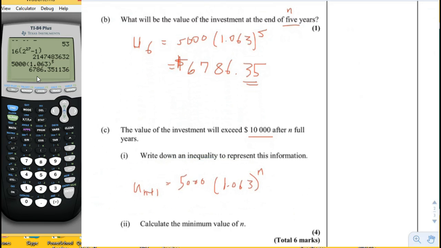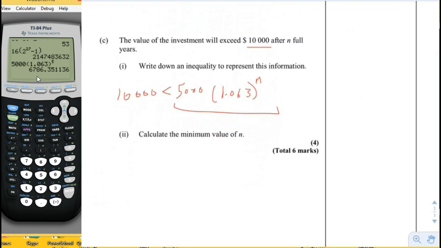Okay, but now they say, when is it equal to, or when does it exceed 10,000? And first we'll just say, oh, it's equal to 10,000. But actually they're saying, when does it exceed 10,000? So really what they want to know is when this side of the equation is going to be greater than 10,000. So that's the inequality they're looking for. Calculate the minimum value of n.